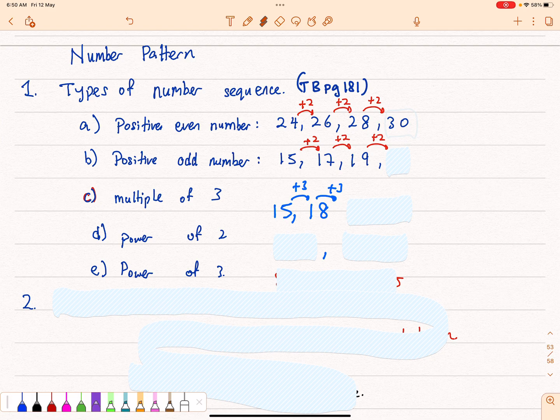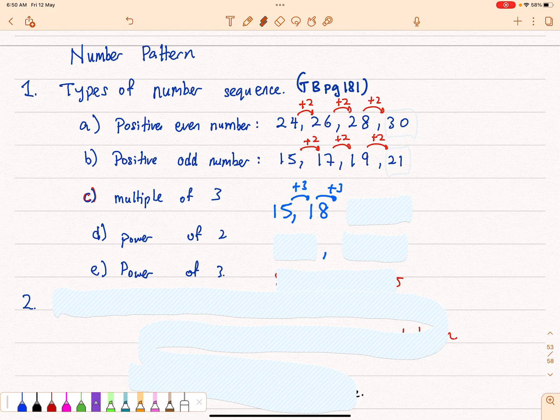And if you look at the positive odd number, I want you to notice that from 15 to 17 to 19, it's not really a plus 1 or plus 3 or plus 5. It's still a plus 2, right? Because 15 to 17 is plus 2, 17 to 19 is plus 2, and therefore 19 plus 2 will give you the next odd number.